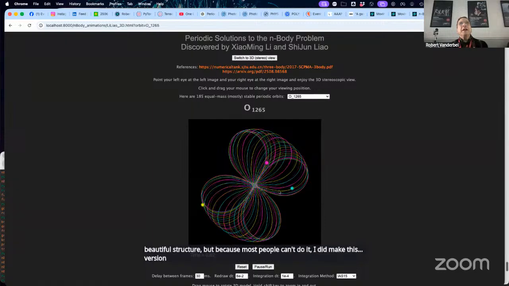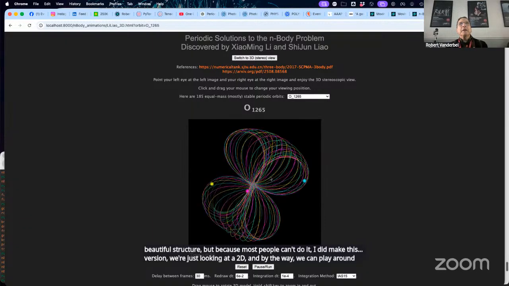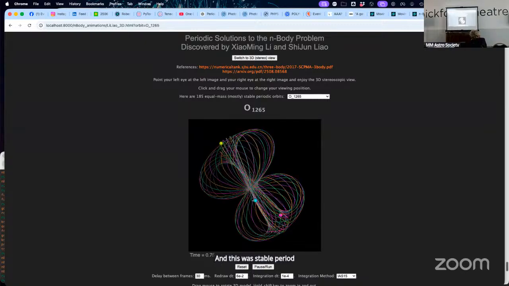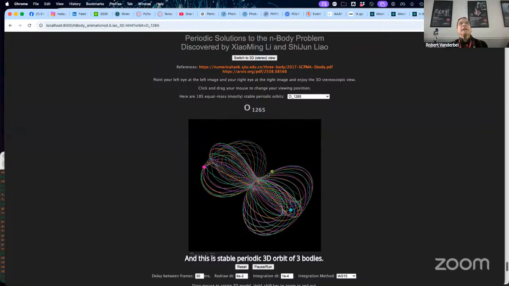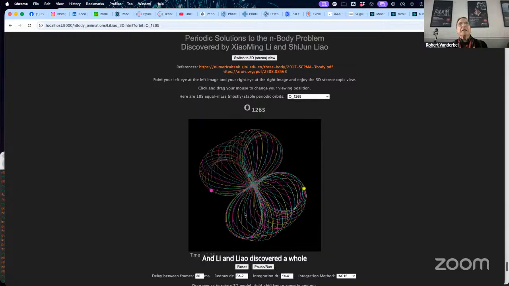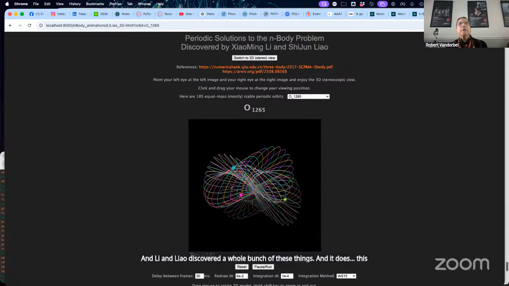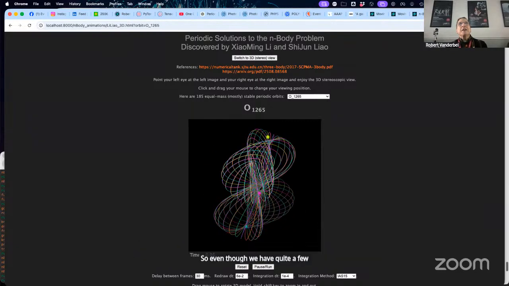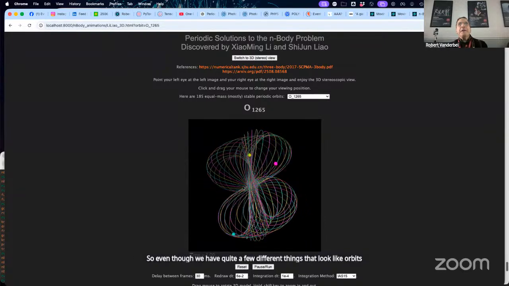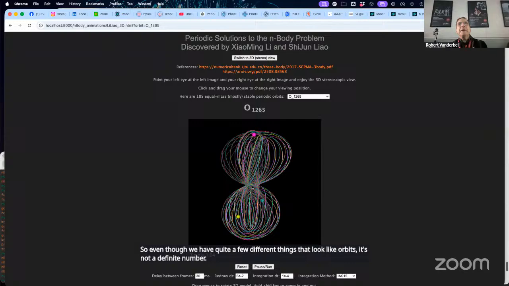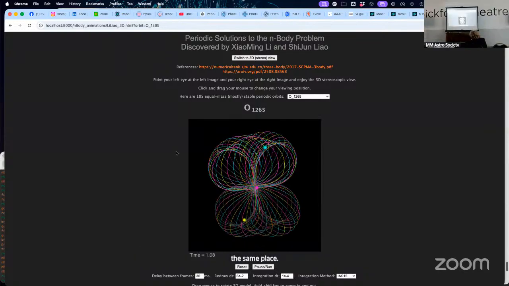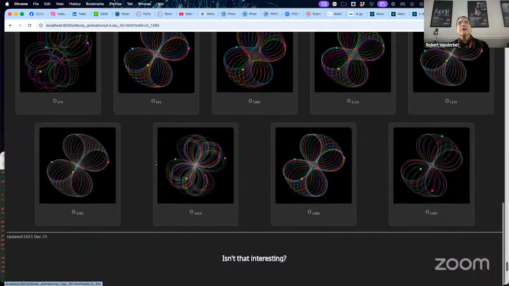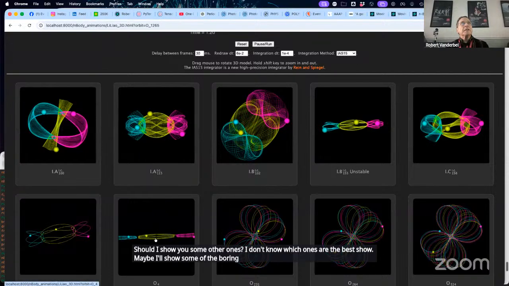We're just looking at a 2D view, and by the way, we can play around with it. This is a stable periodic 3D orbit of 3 bodies, and Li and Liao discovered a whole bunch of these things. This is not just random. It goes back and repeats the same path. So even though we have quite a few different things that look like orbits, it's not an infinite number if you keep going, and you keep going back to the same place. Isn't that interesting? Should I show you some other ones? I don't know which ones are the best to show. Maybe I'll show some of the boring ones.